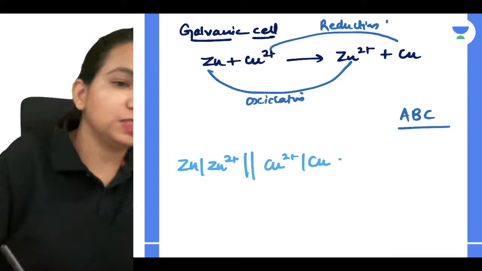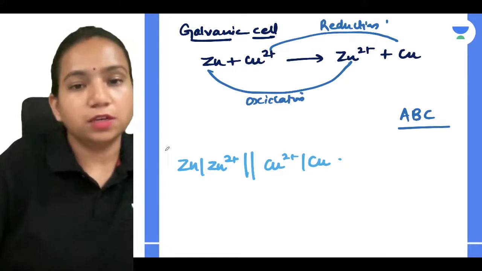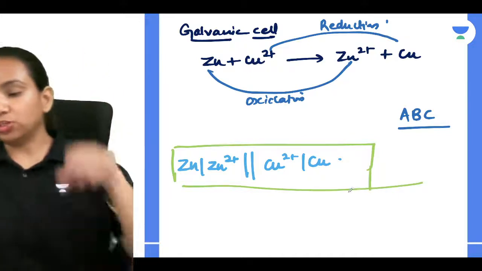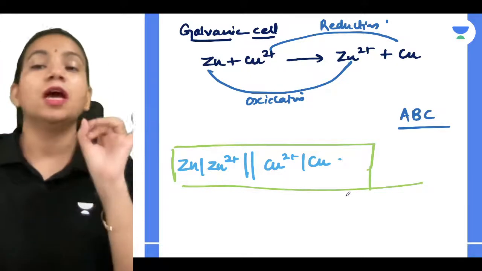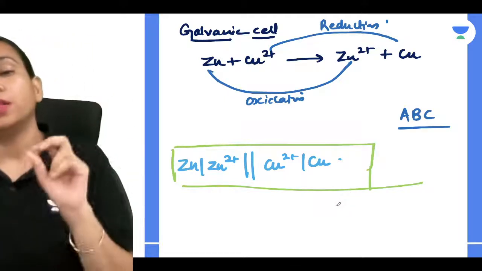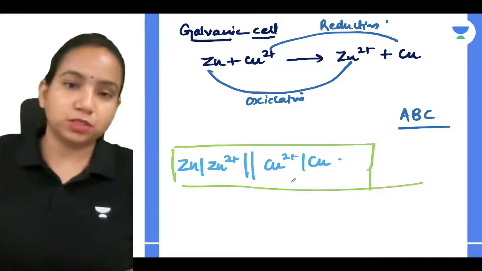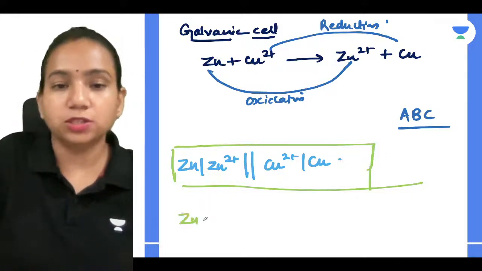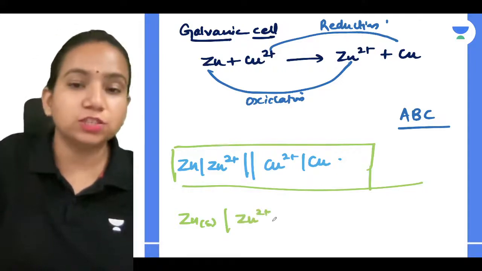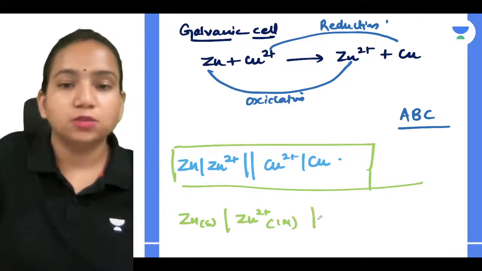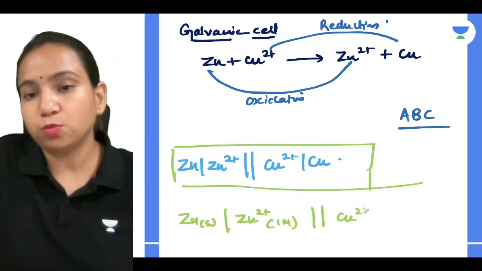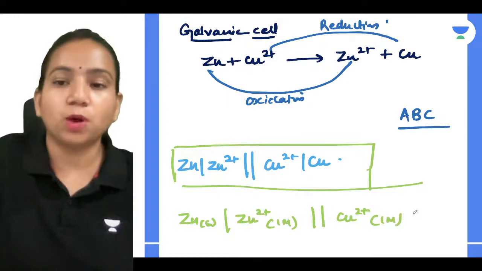Remember that in the cell representation, we can mention the concentration, and we can also mention the state of the substance. For example, we can mention Zn solid, slash Zn2+. If you know the concentration, suppose you are taking 1 molar, you can mention it in the subscript, correct? Then slash, you can mention Cu2+, say its concentration is also 1 molar.